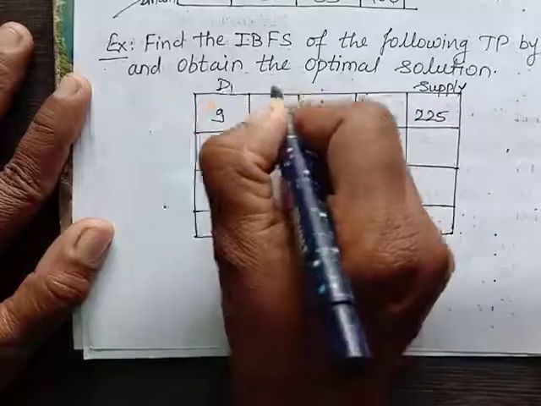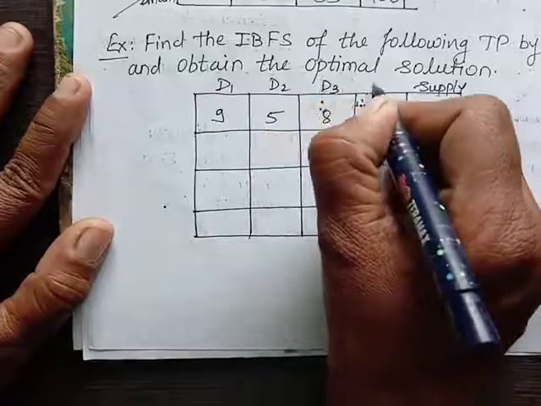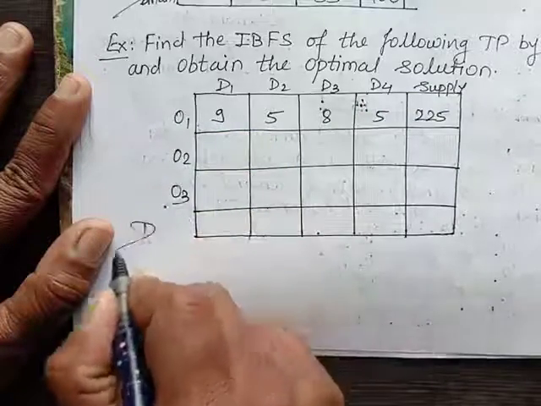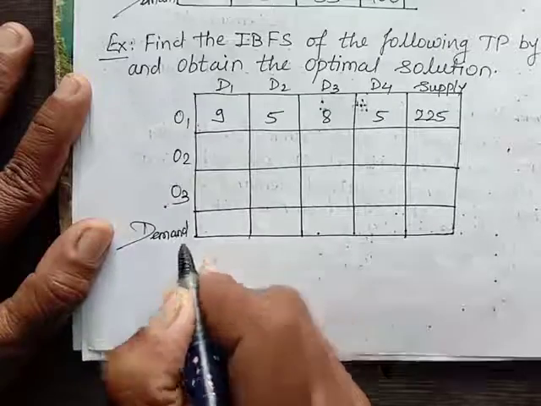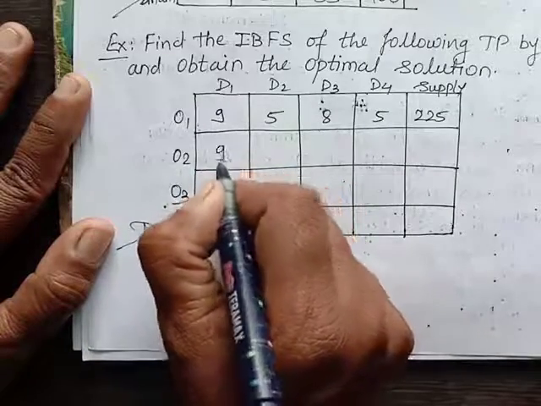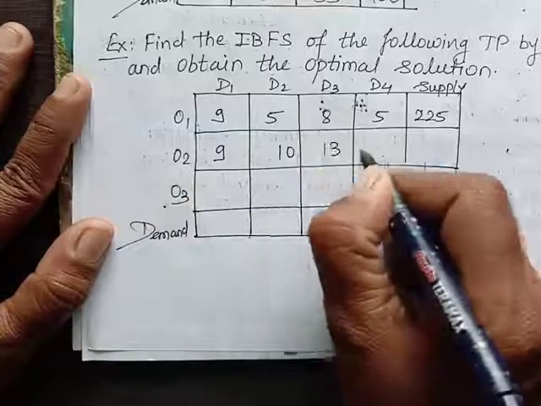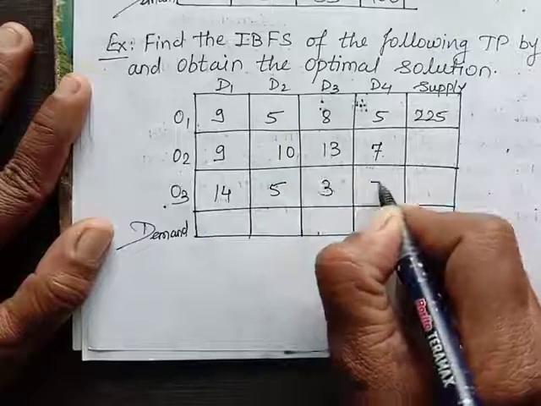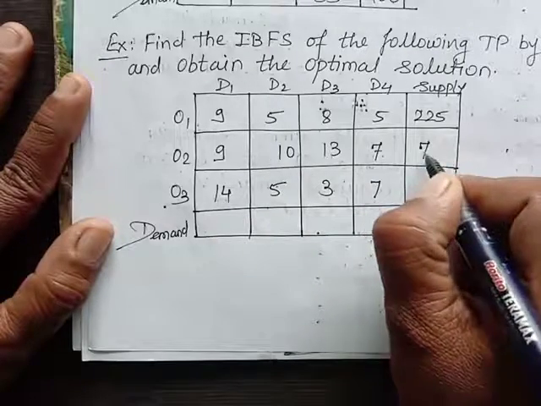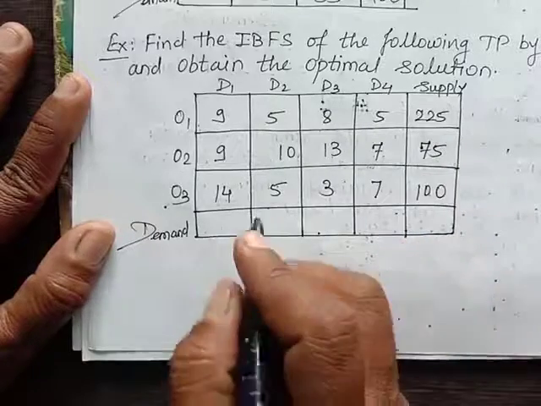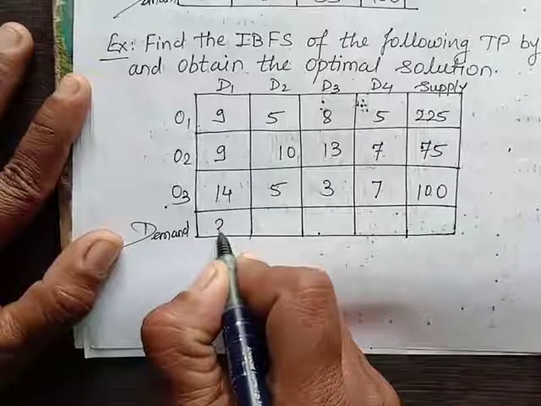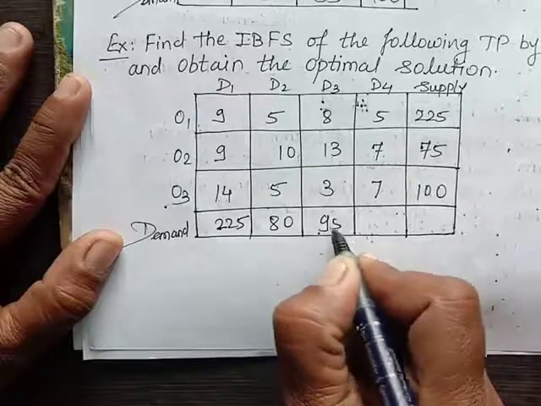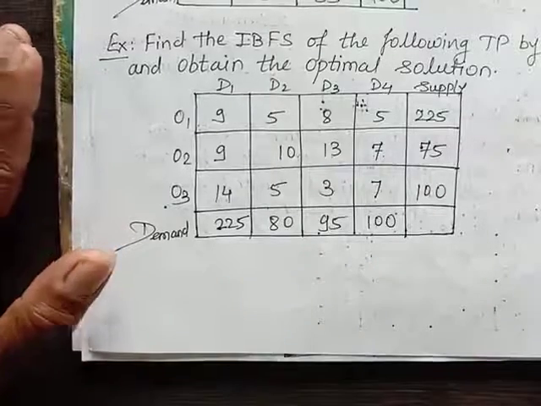Here destinations and the origins. Here demand. Now here cost 9, 10, 13 and 7, 14, 5, 3 and 7, and the supplies are 75 and 100 is here. Now here demand is 225, 80, 95 and 100. As such it is given.